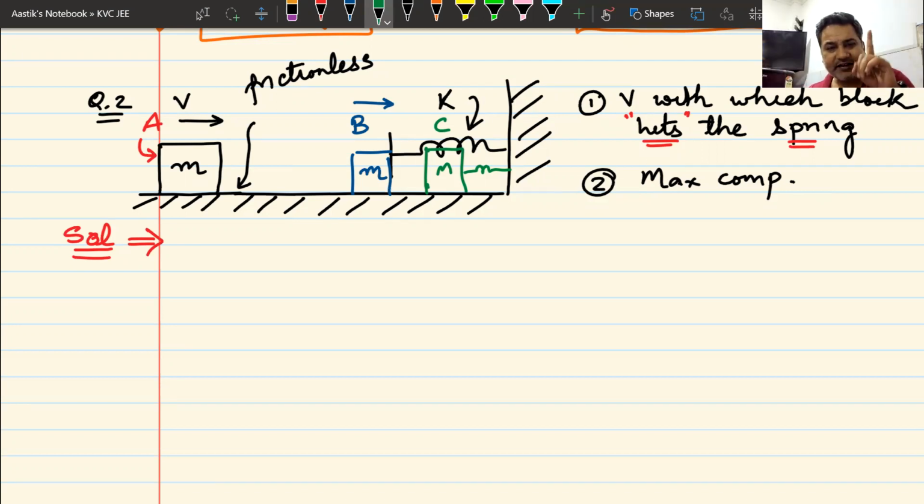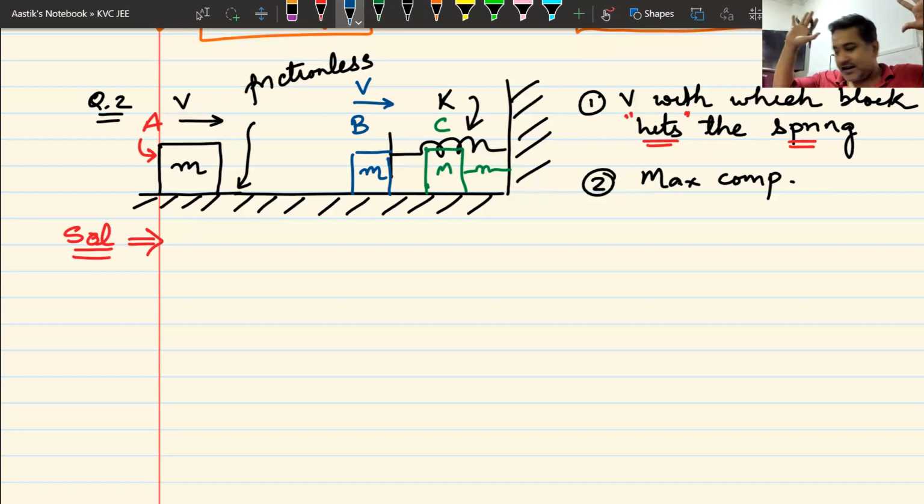The only force acting is the normal reaction, which is upwards. Gravity is downwards. They balance each other. There is no force in the horizontal direction, and simple common sense tells us there is no friction. So the velocity with which the block hits the spring remains the same. The velocity at point B will also be V.